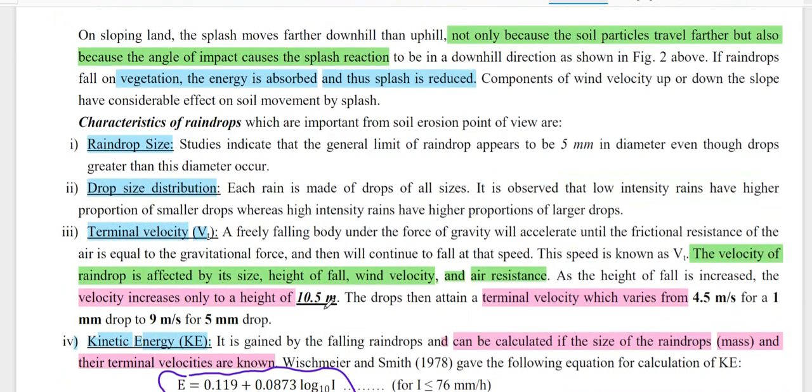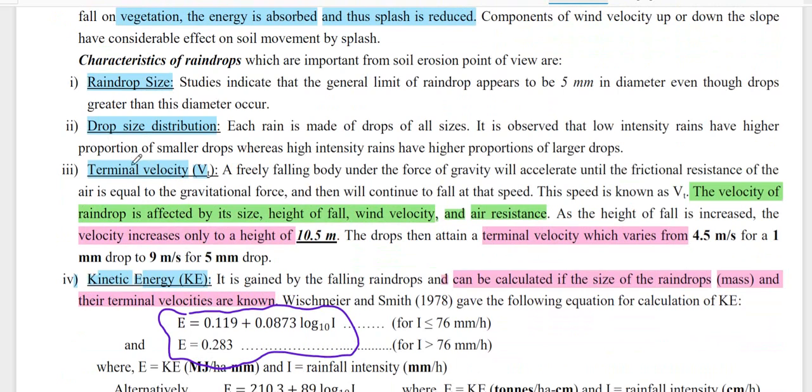Okay, now the raindrop has four characteristics. First one is raindrop size. It tells that a raindrop can appear up to 5 mm diameter only. Drop size distribution: it tells that each rain is made up of so many drops, and all such sizes of drops will be there. But it is generally observed that low intensity rain will have a higher proportion of smaller drops, whereas high intensity rain will have a higher proportion of larger drops. Now the terminal velocity. Terminal velocity also depends on raindrop characteristics.